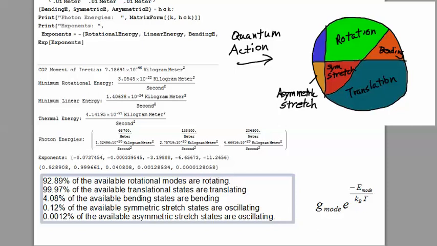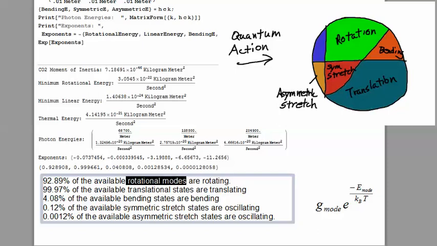So what this degeneracy refers to is how many available rotational modes there are. For every 3 translational states, there are going to be 2 rotational states.